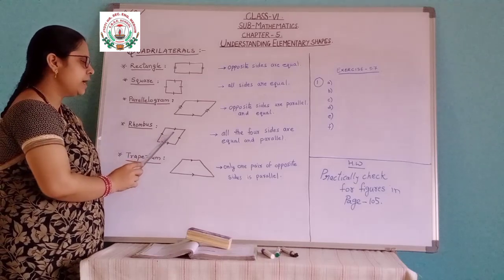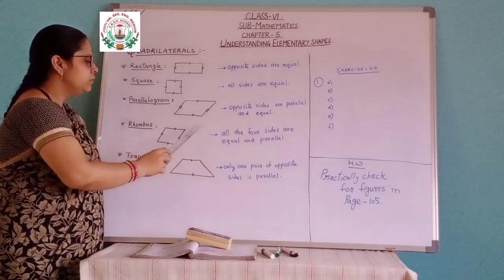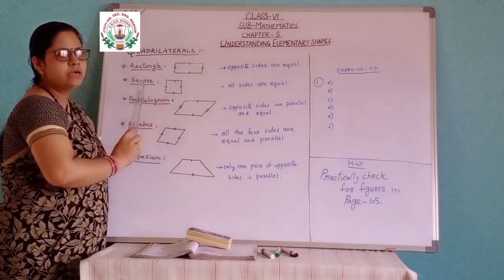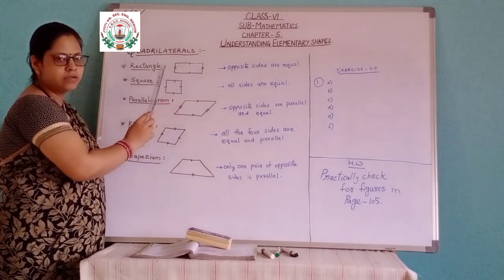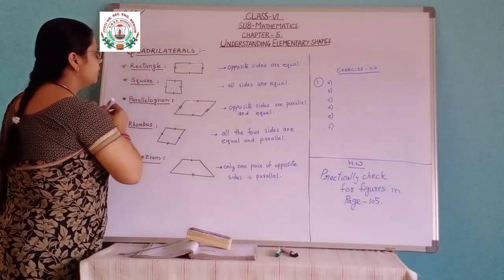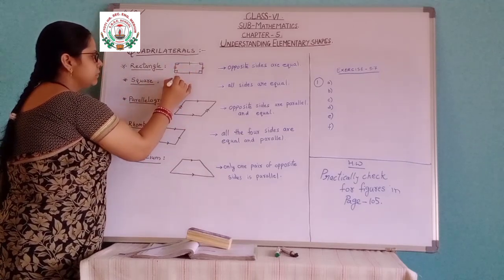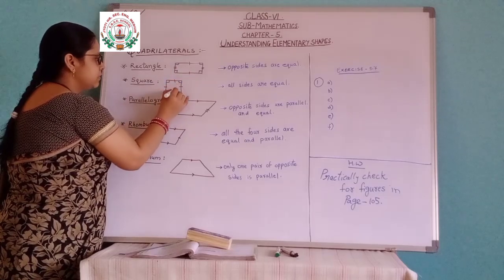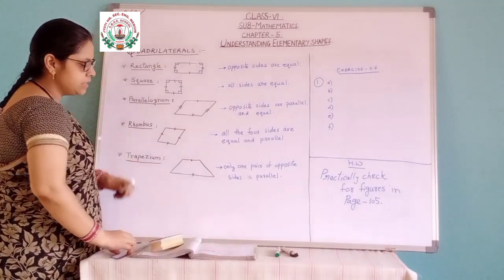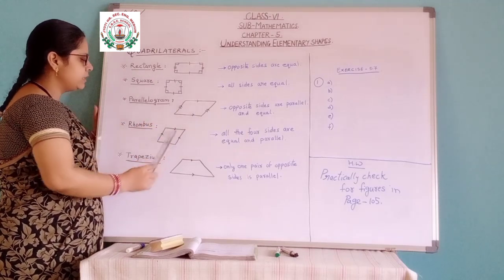But the condition is that they should be parallel also. And that parallel, not necessarily that they will form a 90-degree angle. For the square and rectangle, the condition is that the corner angles must be 90 degrees. Here you can see 90 degrees it is forming. Here it is forming a 90-degree angle. This is the main condition, the major difference between the parallelogram and rectangle, and the square and the rhombus.